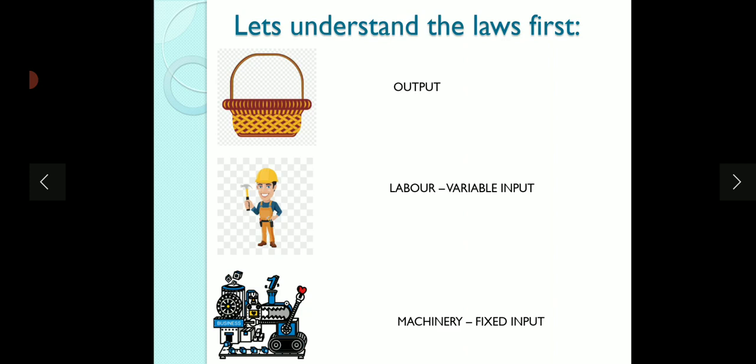So all in all, basket is my output. Labor is my variable input because I can change labor very easily. And machinery, because it's a very heavy machinery, so this is my fixed factor. Clear? So we are studying a short run phenomenon. Short run, one factor is fixed, the other is variable, and then there is an output. So we have taken this hypothetical situation.